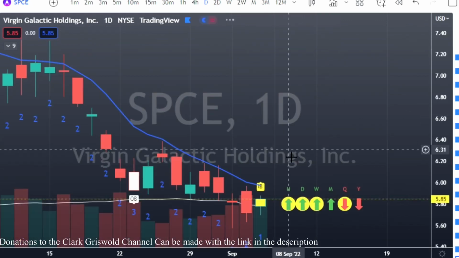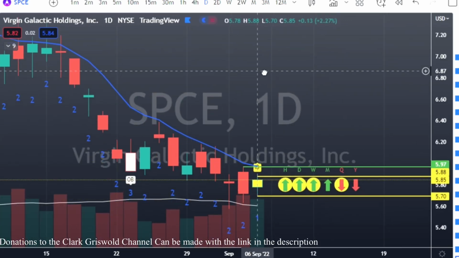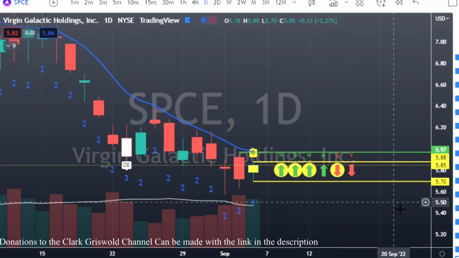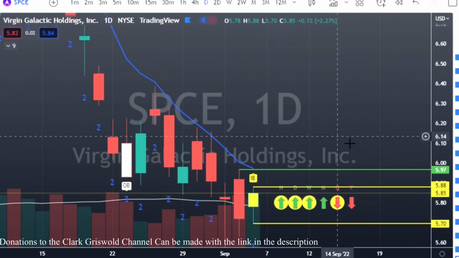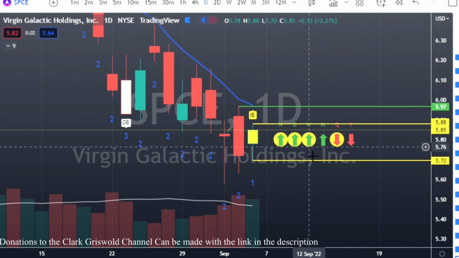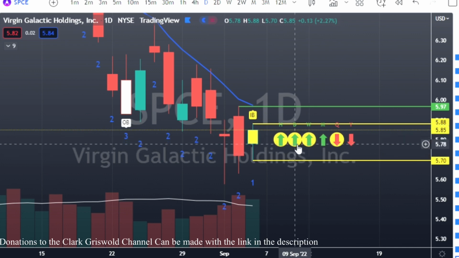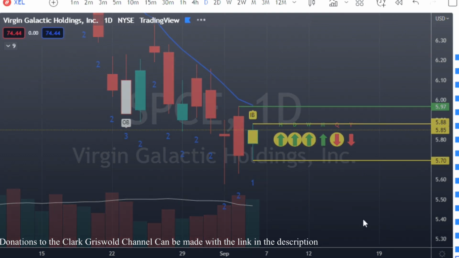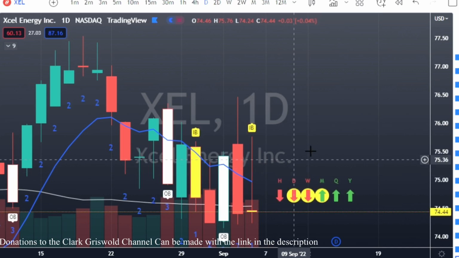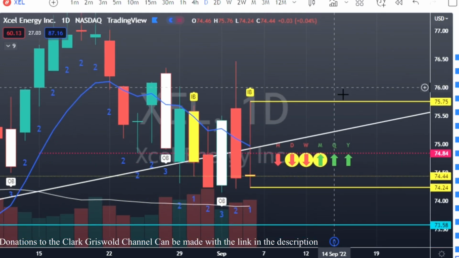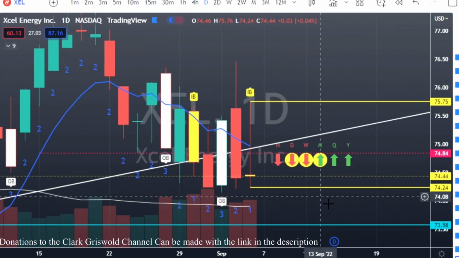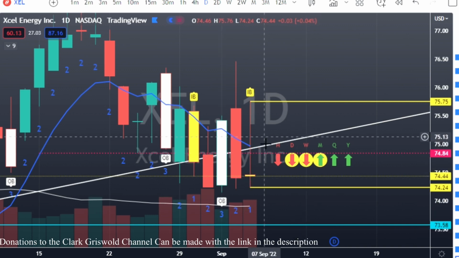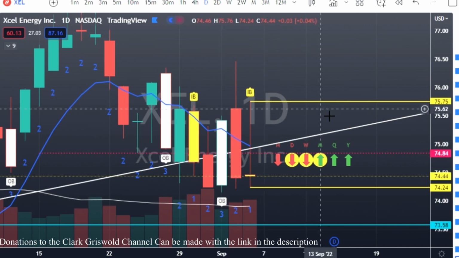Space, SPCE, that's Virgin Galactic, inside bar. Time frame continuity looks good to the upside. We can look for calls on this thing at 5.88 or puts. The puts put the hourly, the daily, and the weekly to the downside, and you can take that trigger at $5.70. XEL has an inside bar. XEL Energy puts at 72.24 is what I would be looking at, as the calls are far ways up, but 75.75 would be your trigger for the calls.